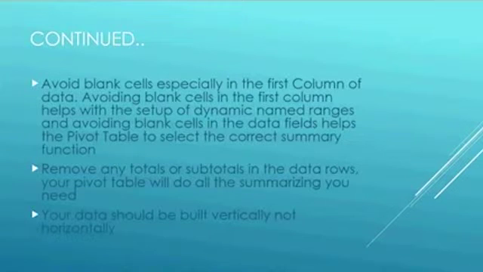You should avoid blank cells, especially in the first column of your data. Avoiding blank cells in the first column helps you set up the dynamic named ranges. Okay? And avoiding blank cells in the data fields helps the pivot tables to select the correct summary function. You should remove any totals or subtotals in the data rows, because your pivot table will do the summarization for you. And your data should be built vertically, not horizontally. Now we're going to be going over each of these different rules.